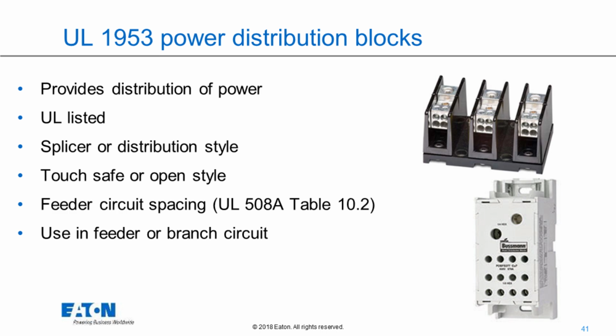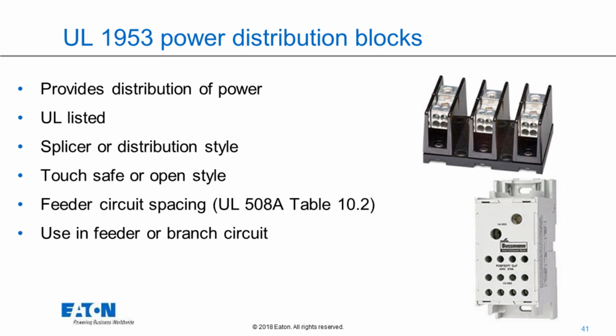UL 1953 power distribution blocks. These provide distribution of power. UL listed. They could be splicer or distribution style. The ones we're showing here are distribution style, where you have one big wire coming in and a lot of small wires going out. But they could be splicer style also, where you have one big wire coming in and one big wire going out. The function is just to splice two wires together.